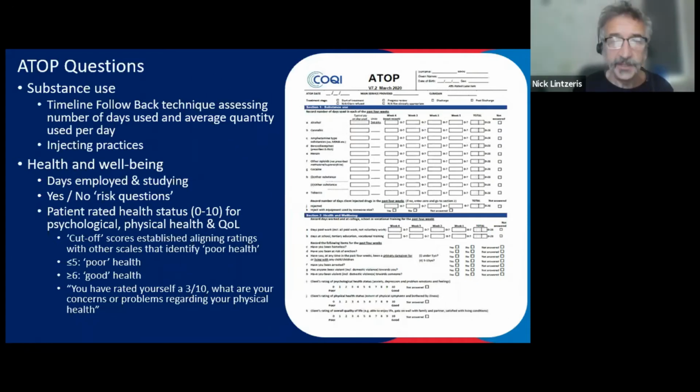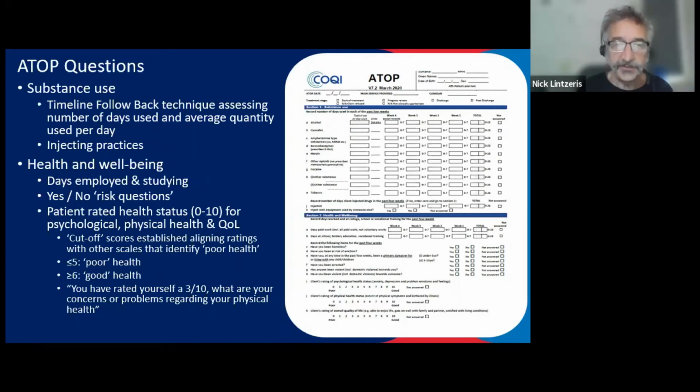And then we have 3 questions which are patient-rated health status, using a 0 to 10 scale, where 0 is poor, 10 is good. And we get clients to rate themselves how they feel that they've been travelling with regards to their psychological health, their physical health, and their quality of life. And there's some definitions in there of what we mean by that.